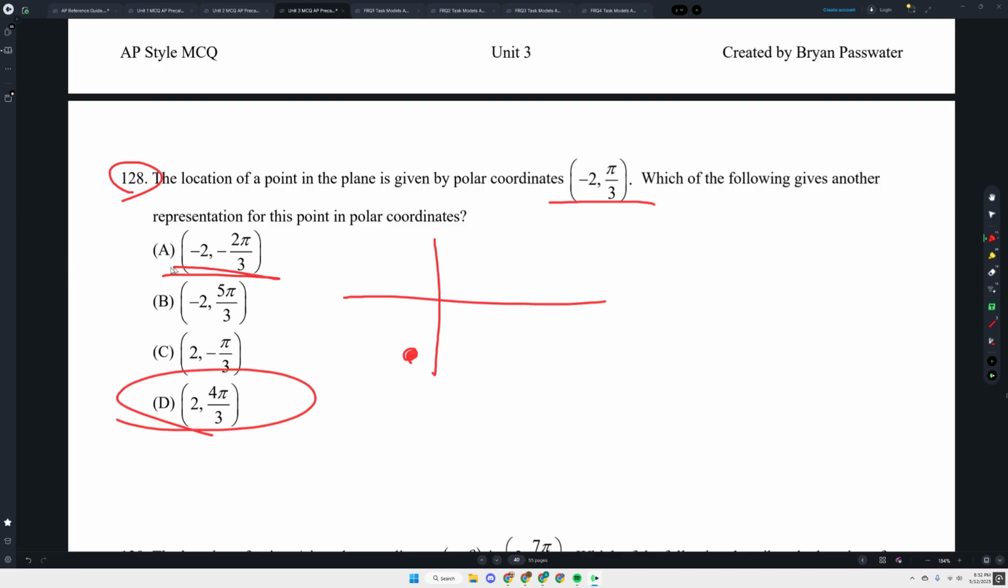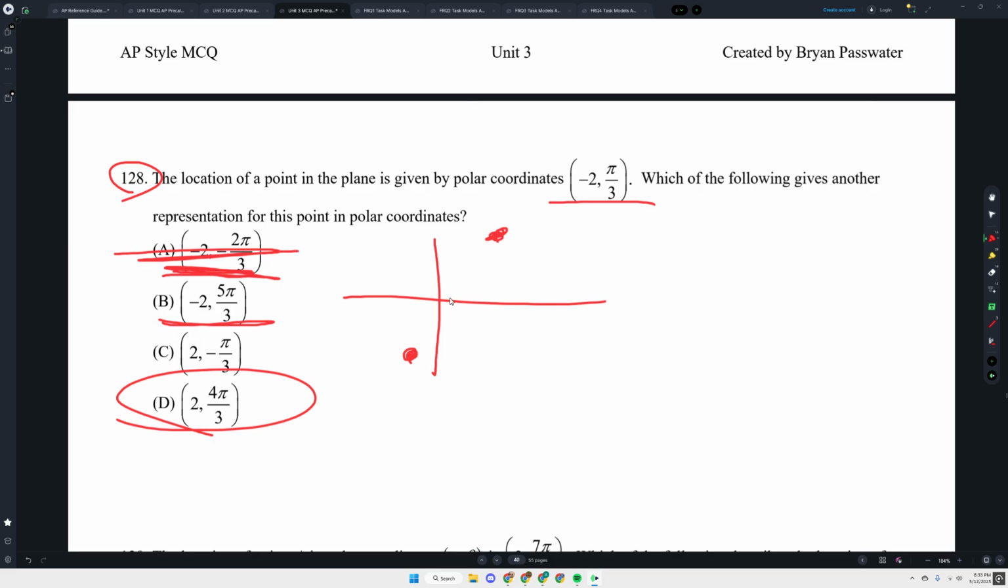So now we're going to go through each of these points. -2, -2 pi over 3. So -2 pi over 3 means we're rotating backwards. So we're going to rotate like this, and then we're going to go one more. And then we're going -2, which means we end up here, which means that's false.